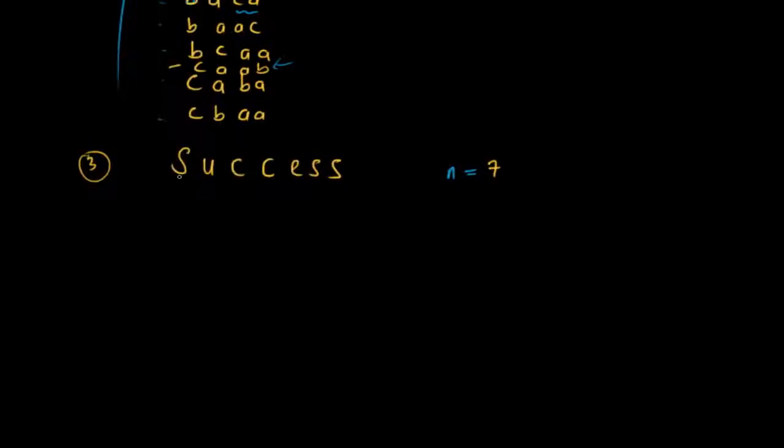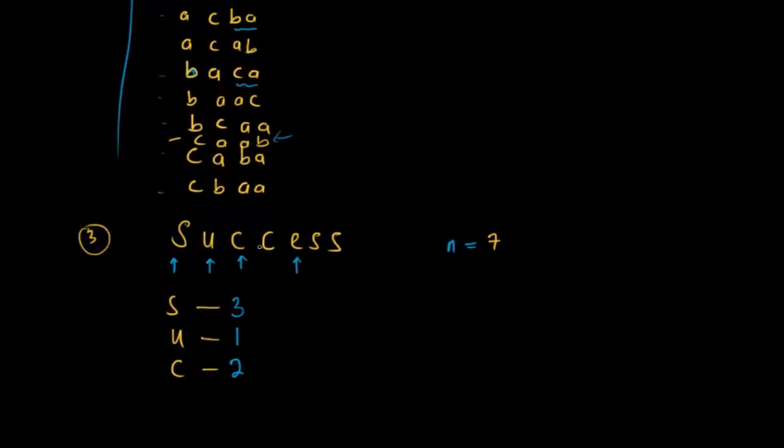Now you have S here, you have U here, you have C here, and you also have E here. So you have four different objects here. How many times does S appear? You can see you have 1, 2, 3. So S appears 3 times. What of U? U appears just 1 time. And C appears 2 times.